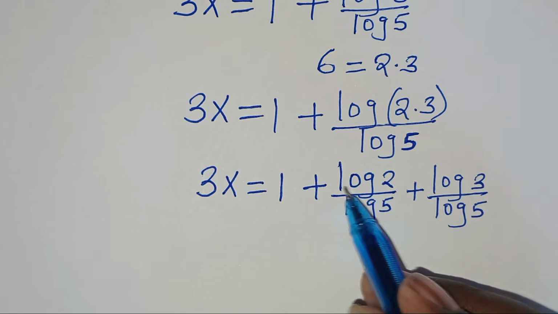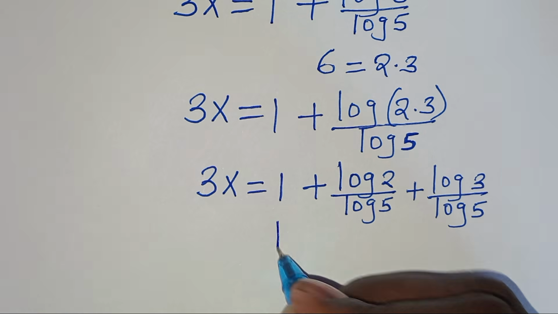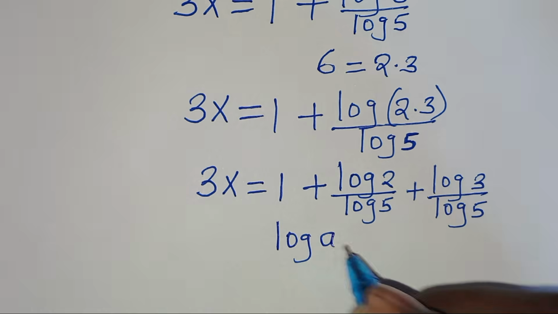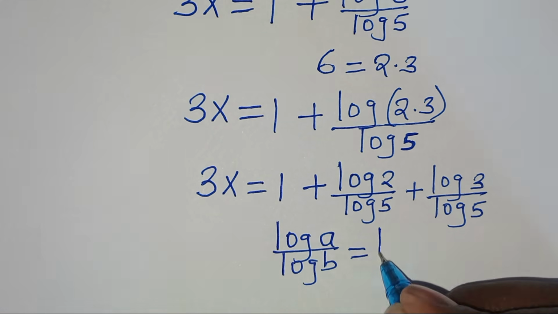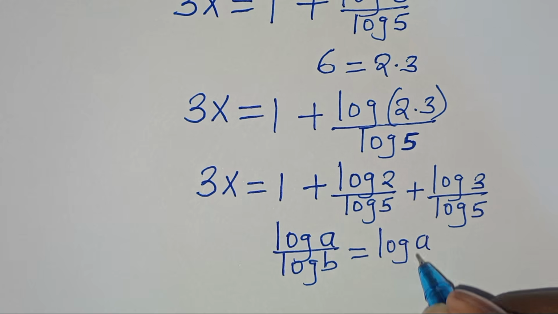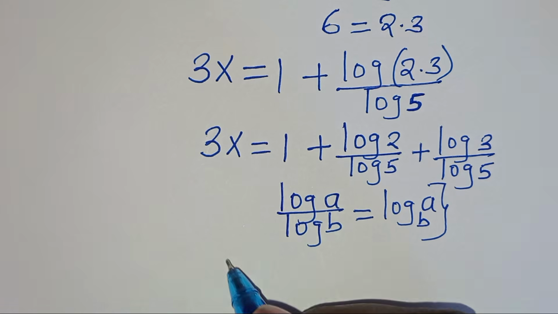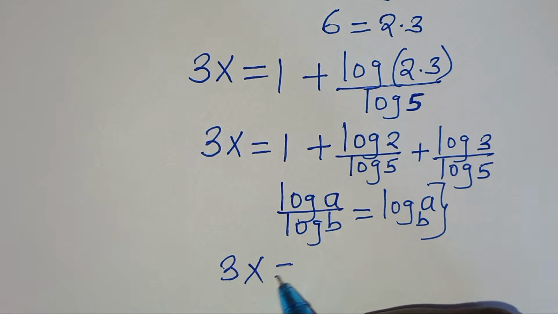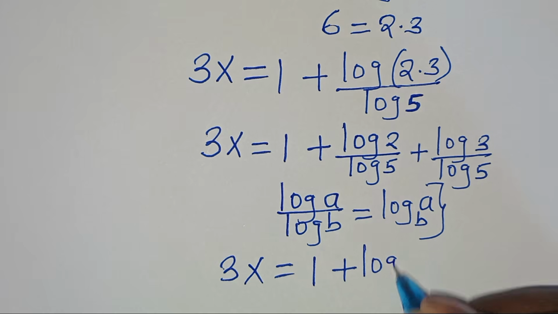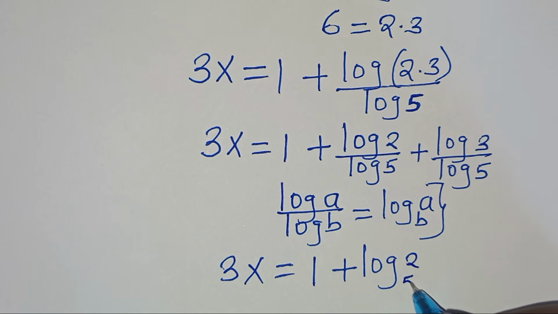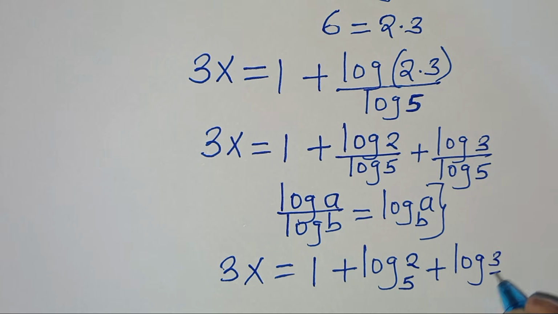We have log 2 over log 5 and log 3 over log 5. This is of the form log a over log b, which we can express as log a to base b. Applying this property, we have 3x equal to 1 plus log 2 to base 5, then plus log 3 to base 5.